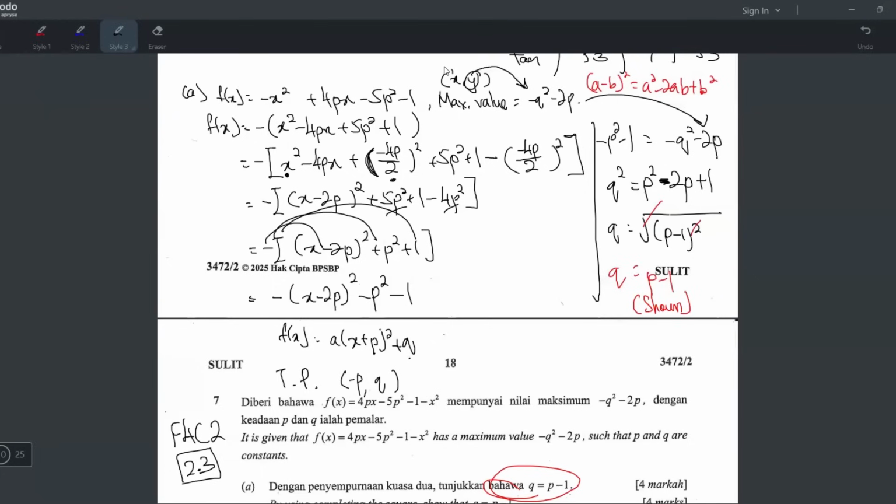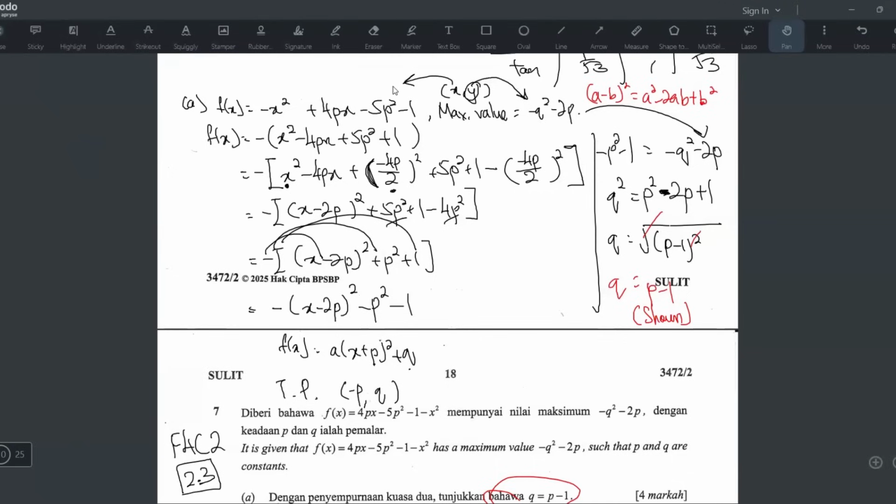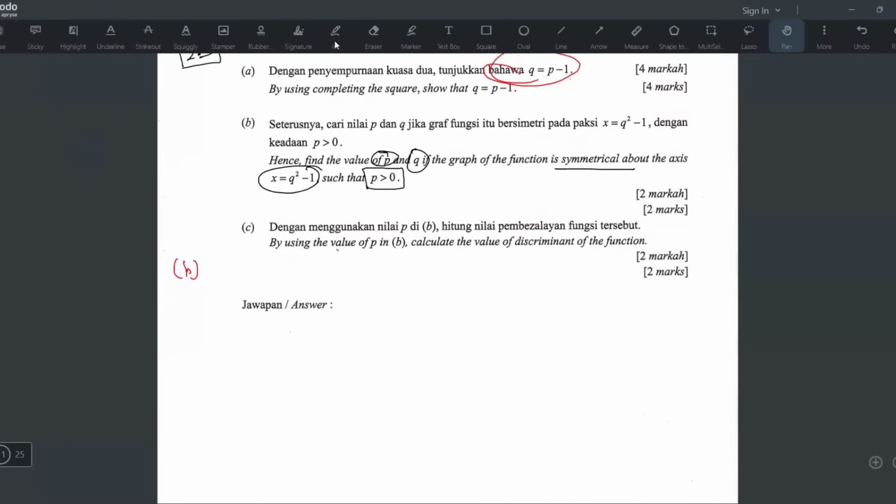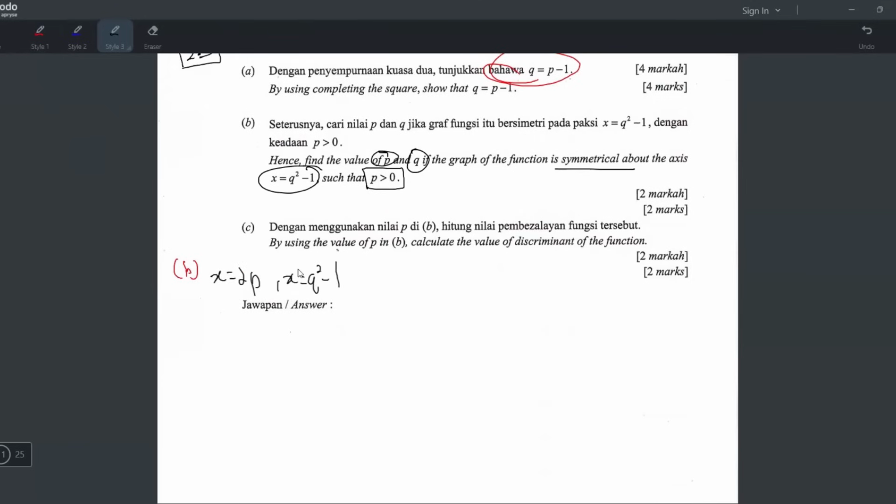Then what about the other name for the x coordinate? The axis of symmetry, right? And tell me, if the x is axis of symmetry, what is the axis of symmetry of this? You have to ambil dari mana? Ambil dari P kan? So ambil dari sini lah. Tapi kena tukar tanda. So the negative 2P, when you take it out, becomes 2P already. It means your axis of symmetry from the equation is x equals 2P. But from the question it is x equals q squared minus 1. But they should be the same. So 2P equals q squared minus 1.